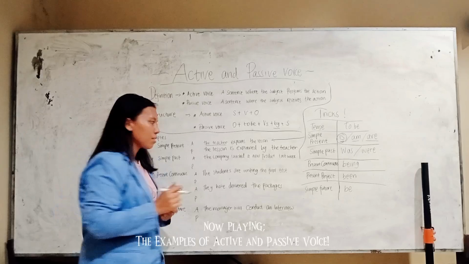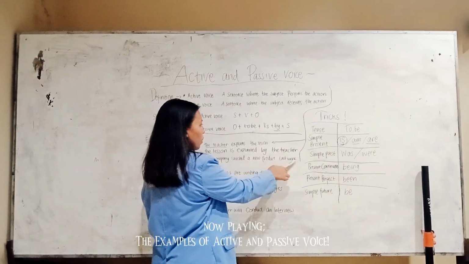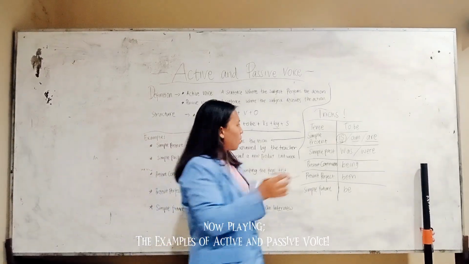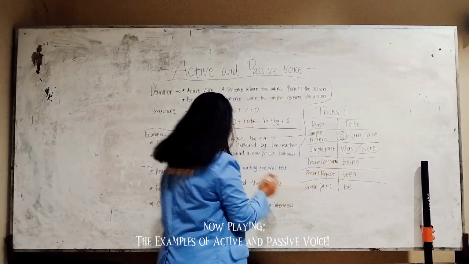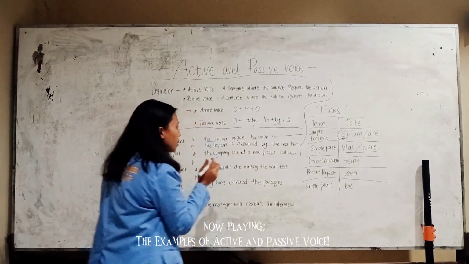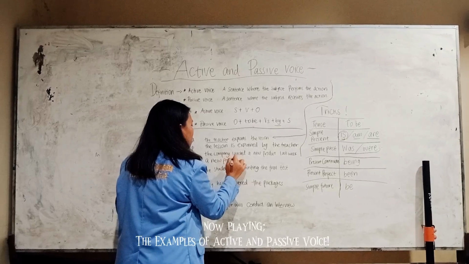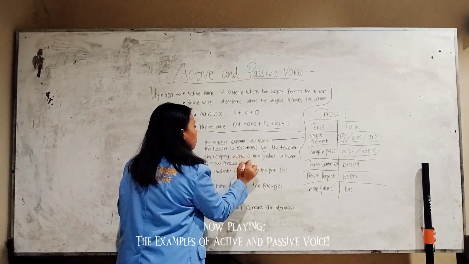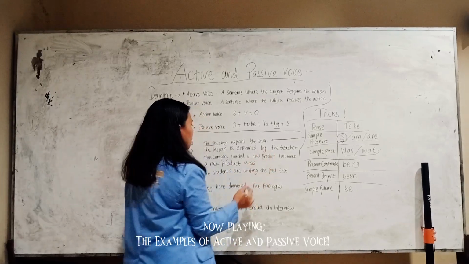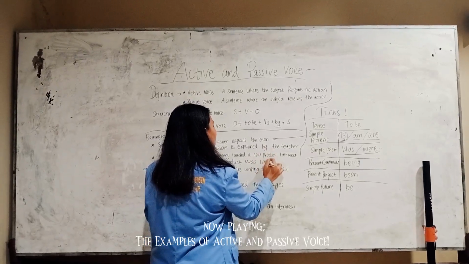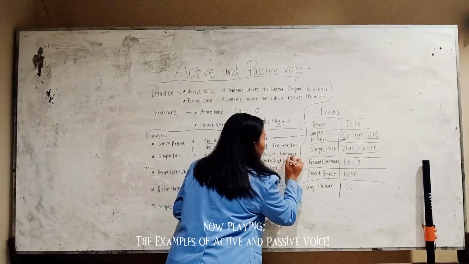The next is simple past. The simple past is like this: the company launched a new product last week. If we see in the trick, it uses was or were. So the passive voice is like this: a new product was launched by the company.